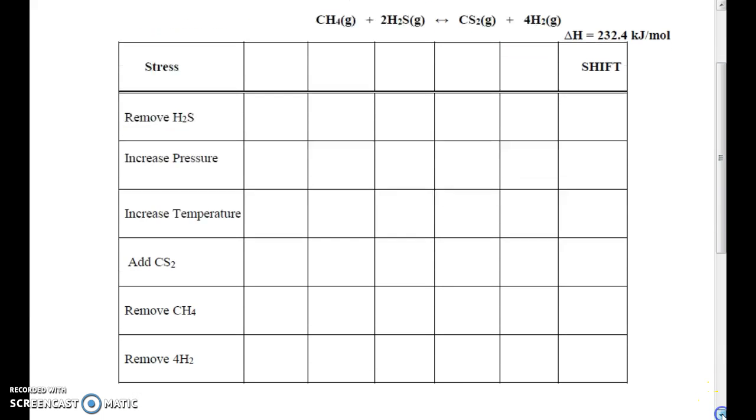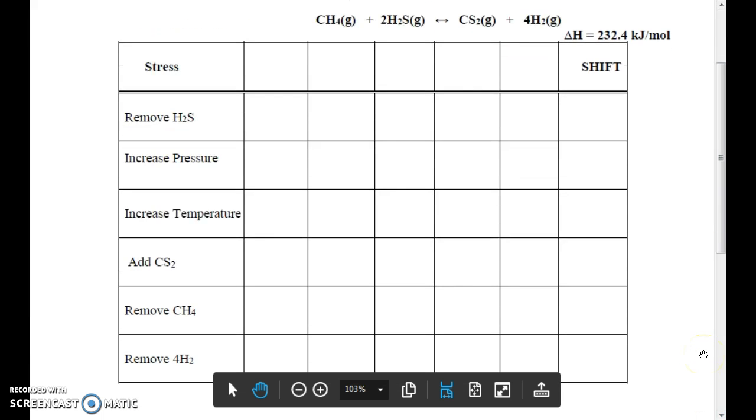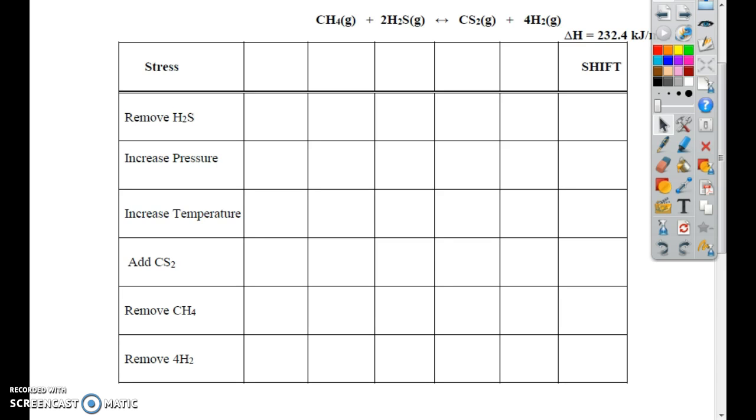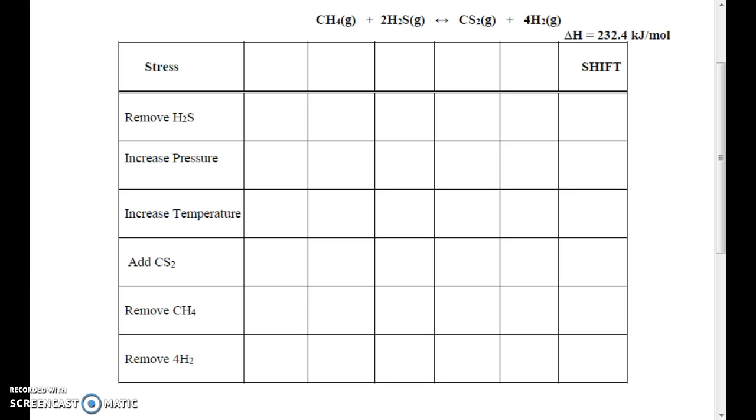The equation is CH4, which is methane, plus 2H2S goes to CS2 and 4H2, and they're all gases. I give you the delta H as a positive 232.4 kilojoules per mole. The first thing I want to do is look at the delta H and figure out where the heat term goes, if it's a reactant or a product. Since delta H is positive, and it doesn't really matter what the number is right now, just looking at the sign, this is an endothermic reaction, and heat is a reactant.